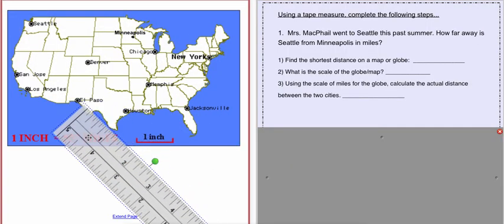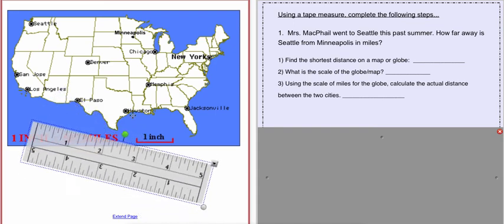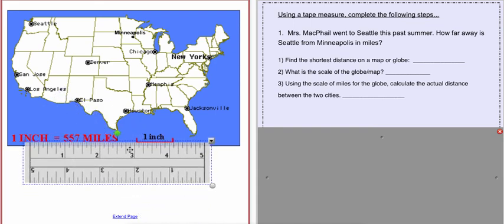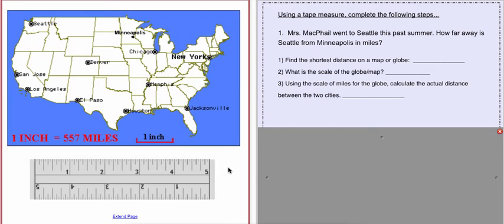This time we're going to fly to Seattle. I went there over the summer. It was really fun. Went to Starbucks, had some coffee, went to Pike's Place. It was pretty cool. So how far away is Seattle, which is in the Pacific Northwest, from Minneapolis in miles? Let's find our shortest distance on the map or globe.